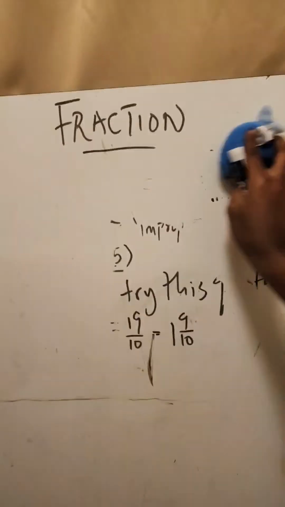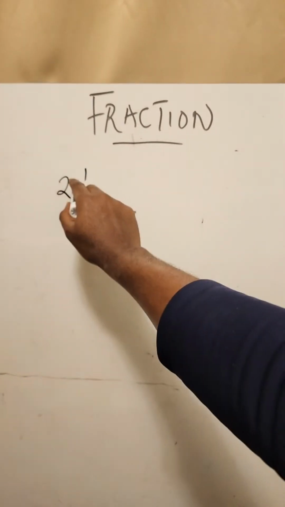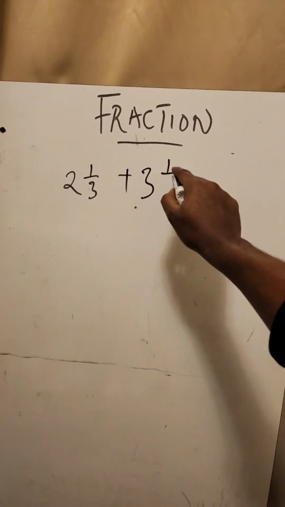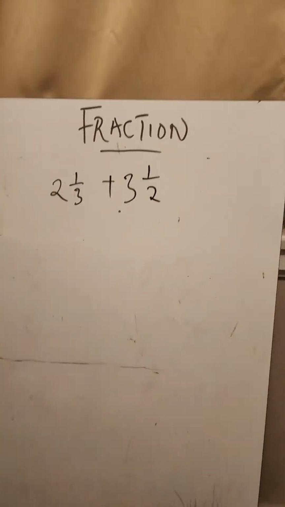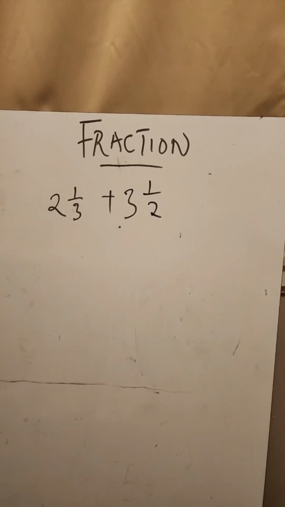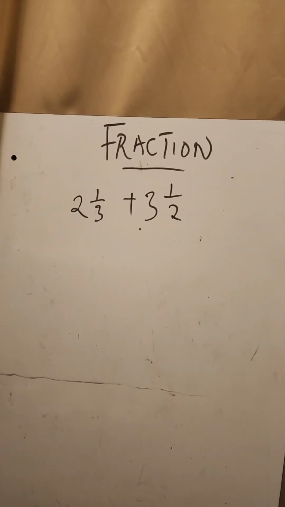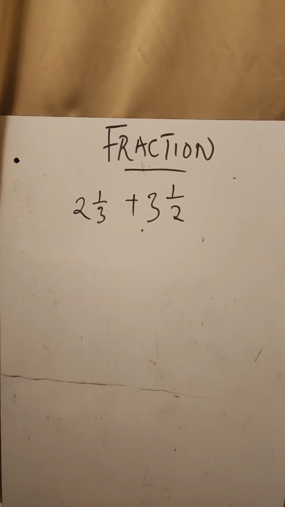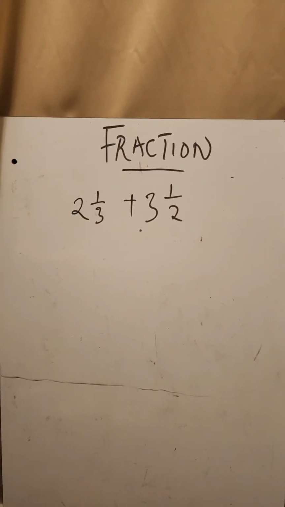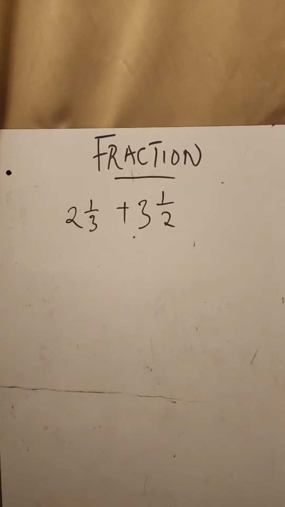So now what I'm going to do is to include a mixed fraction. We have 2 whole number 1 over 3 plus 3 whole number 1 over 2. Now, looking at this example, we are having 2 fractions which are mixed fractions. So the first thing to do is to convert from mixed fraction to improper fraction. Okay, mixed fraction to improper fraction.